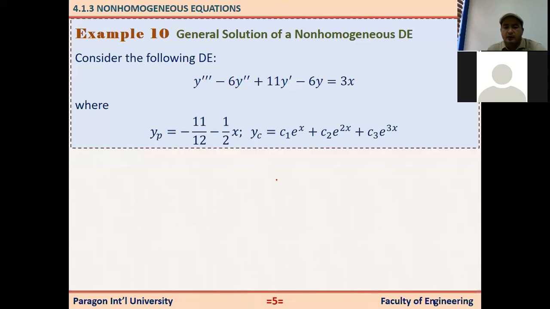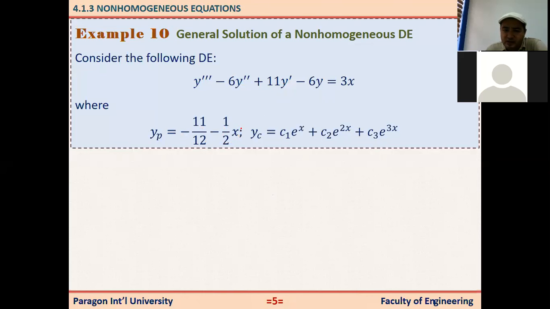All right. One example, general solution of a non-homogeneous differential equation. Consider the following: y triple prime minus 6 times y double prime plus 11 times y prime minus 6y equals 3x. Here the coefficients are constant, but it doesn't mean that they always have to be constant. Now, in the second part of this chapter, we'll just focus on when the coefficients are constants. One particular solution is minus 11 over 12 minus 1 over 2 x.